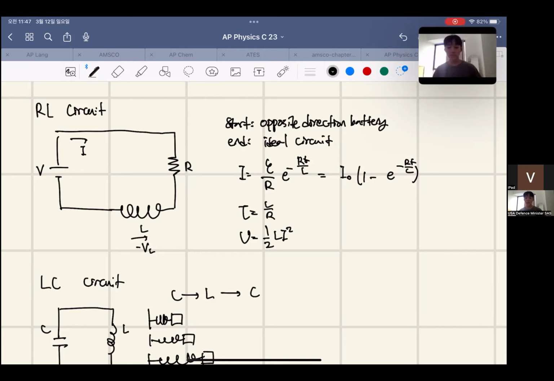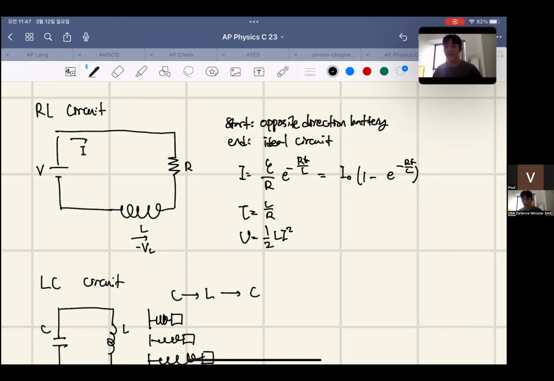So basically, it works like a buffer, or sorry, no, that doesn't make any sense. But you know what I mean, right? It works like a bumper in a car, for example. It tries to decrease the amount of sudden, abrupt change in the current. So that's the whole point.